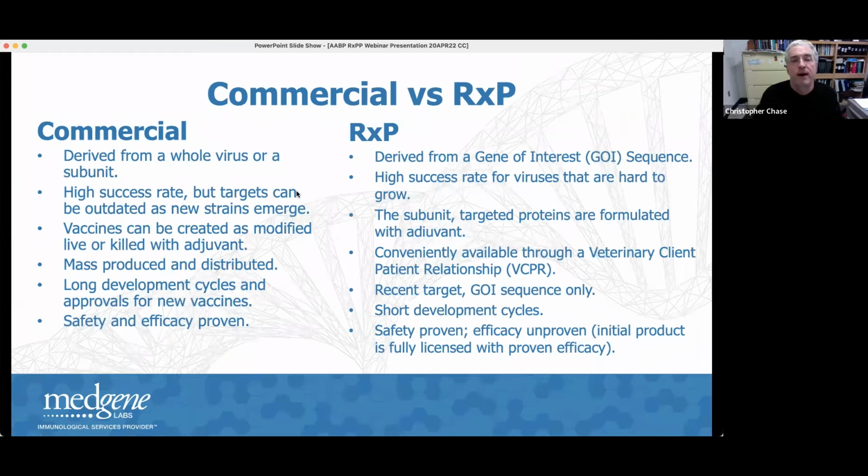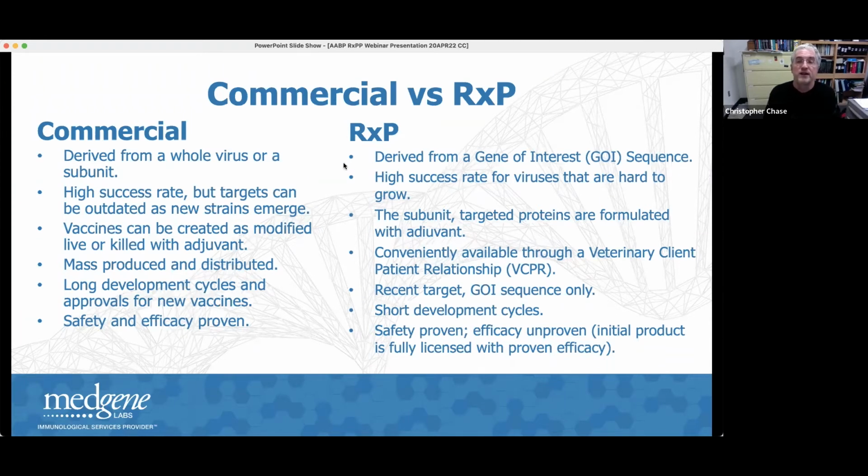Now, let's just do a couple comparisons here. If we look at commercial versus prescription vaccines, we know that commercial vaccines are derived from a whole virus or a subunit. We know they've had a high success rate, but it may be that the targets become outdated as new strains emerge. And this is certainly something that we see with things like influenza and rotavirus. Vaccines can be created as modified live or killed and typically used with an adjuvant. We know that they're mass produced and distributed because they've been through licensing. But because of the full licensure, there's a longer development cycle and the efficacy studies that are needed. So all those things have to occur.